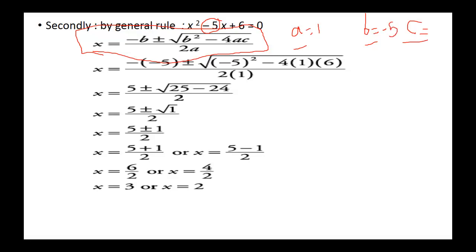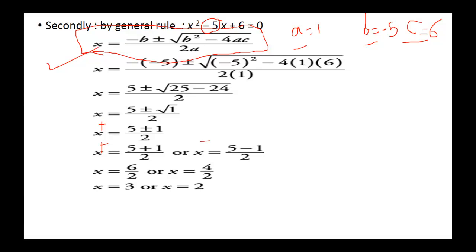C will equal the number that doesn't have any variable next to it, so C will equal 6. So a equals 1, b equals negative 5, c equals 6. If you substitute these numbers in the general formula, negative b plus or minus square root of b power 2 minus 4ac over 2a, we get one case when x is positive and another when x is negative.